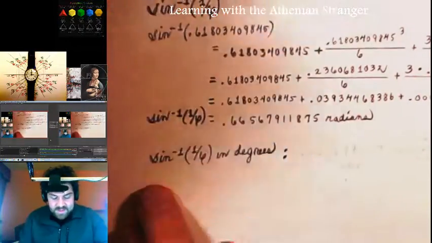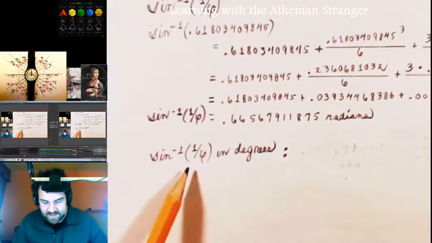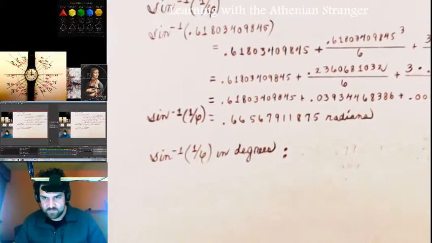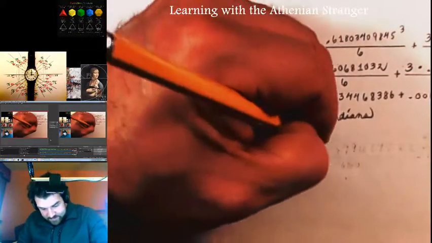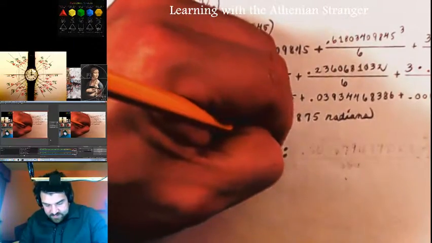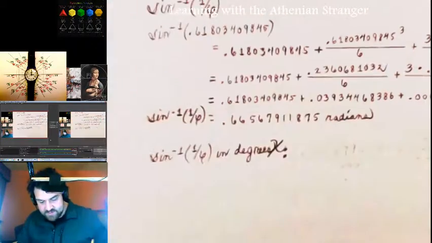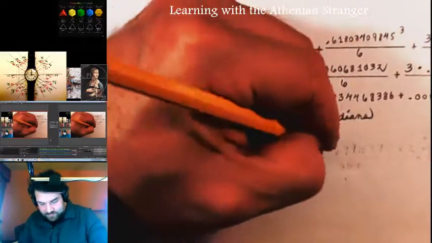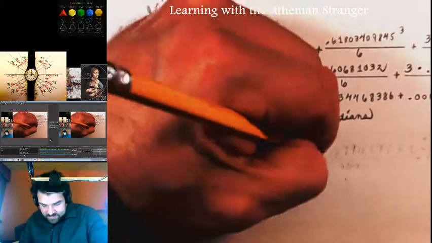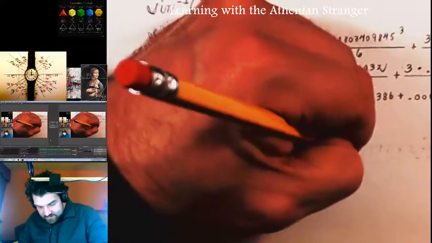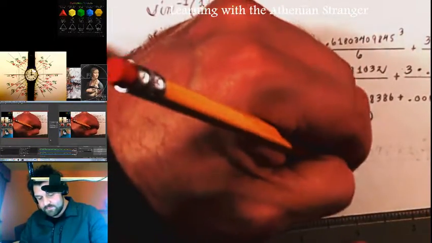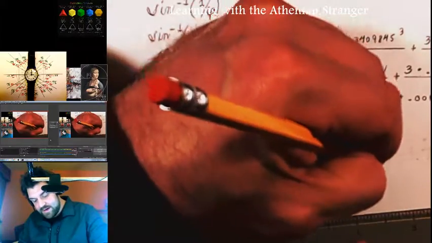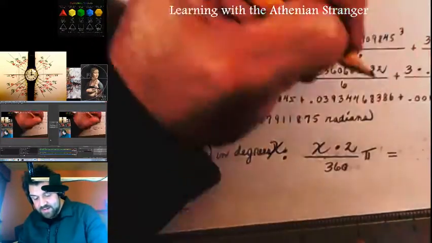So if I want to find the inverse sine of 1 over phi in degrees, and I know the radian measurement, here's what I do, ladies and gentlemen. Let's call the degrees x. X is my degrees. I know that my formula for degrees is x times 2 over 360 times pi, and that would equal the radians, okay?